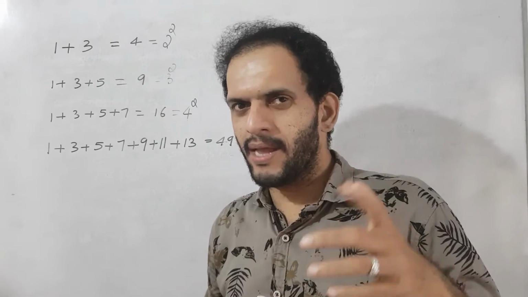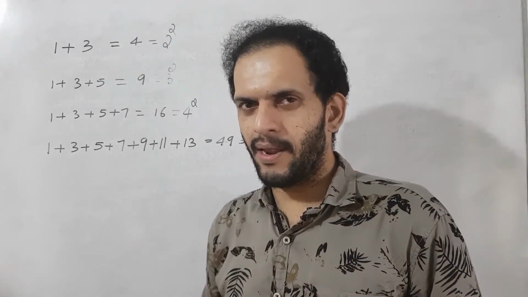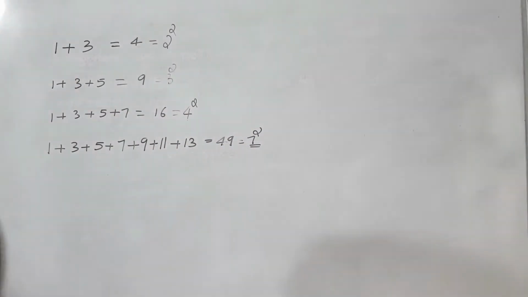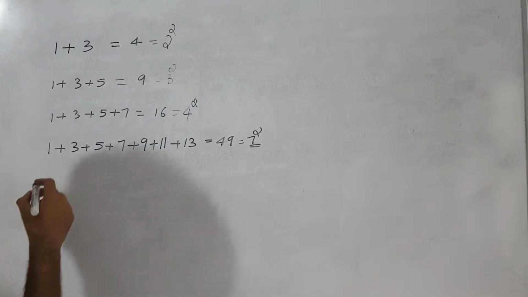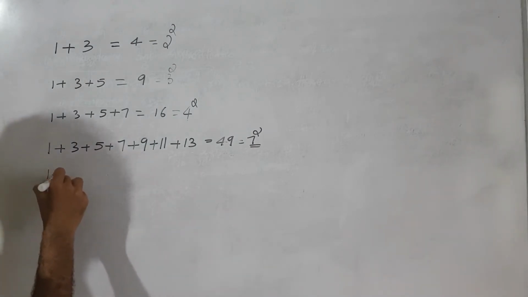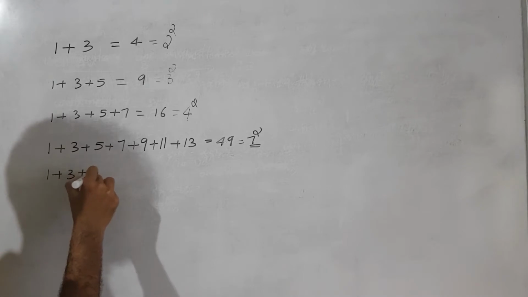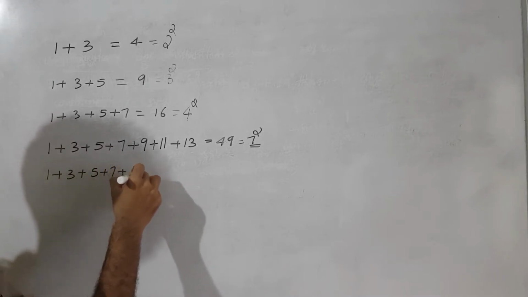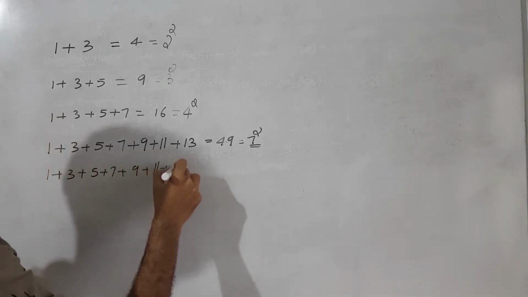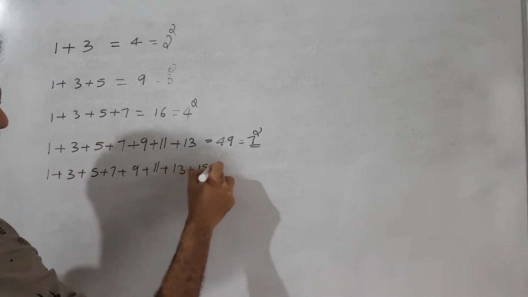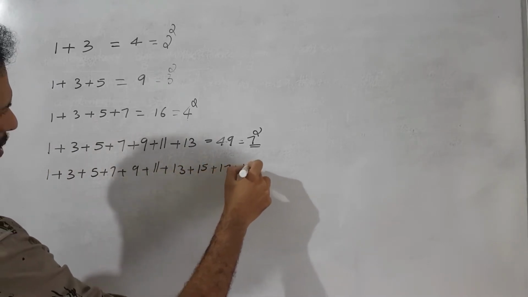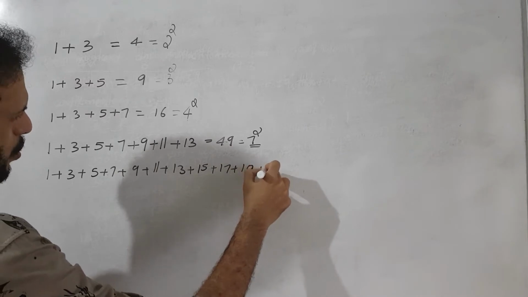Then I think you got the idea behind that, correct? So then what is the sum of this? The sum of 1 plus 3 plus 5 plus 7 plus 9 plus 11 plus 13 plus 15 plus 17 plus 19 plus 21.